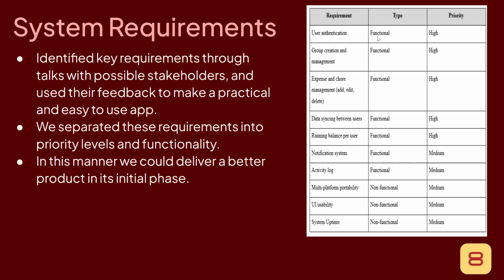a priority level. For our user authentication, it's clearly a functional type of requirement, and we clearly need users for each thing, so this is pretty high in priority. Next, basically what this app is, is group creation and management, so this is another high priority task. And then we have expenses and chores, which is basically the main focus of the app, and that's also set to high.